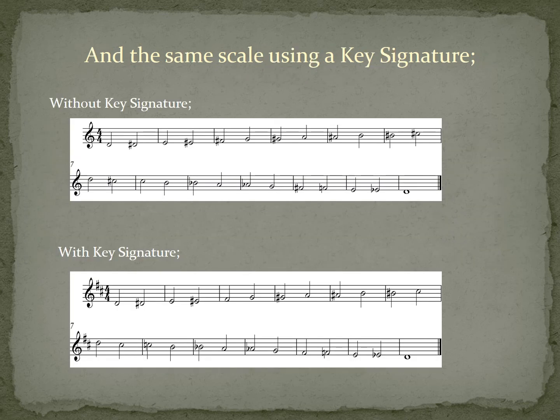So it's just so as you can compare the same scale, first of all without a key signature and then with the key signature. All we've got to look at the second part is, because we started off at the note D, we're going to insert the key signature for D major, which is F sharp and C sharp. So when we're using the key signature, we must make sure we take that into account.